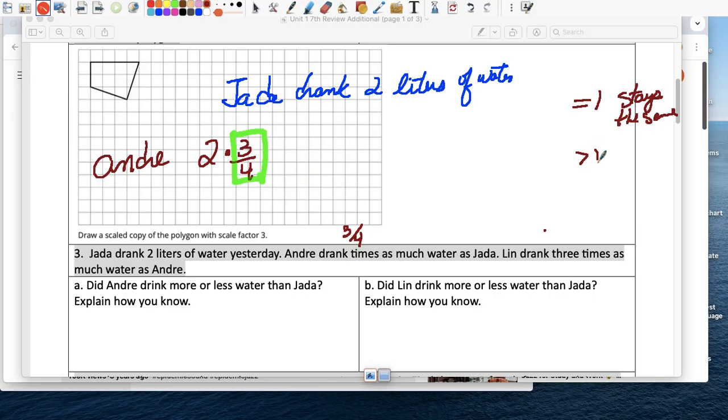Multiply by a number greater than 1, and it's going to be greater. And if you multiply it by a number less than 1, your product is going to be smaller. So think about this. This is what Jada drank. Jada drank times 3/4 of that. So is whatever Andre drank more than Jada or less than Jada? If we multiply this, what do we get?